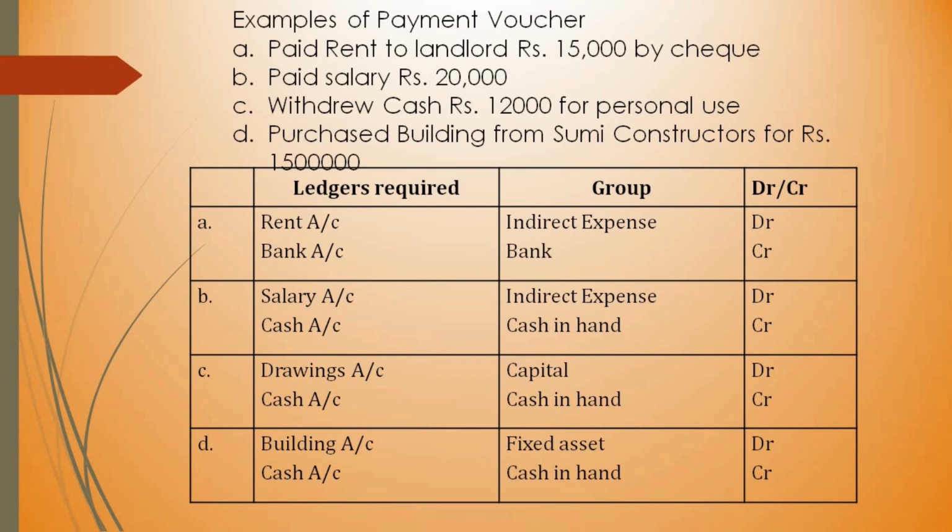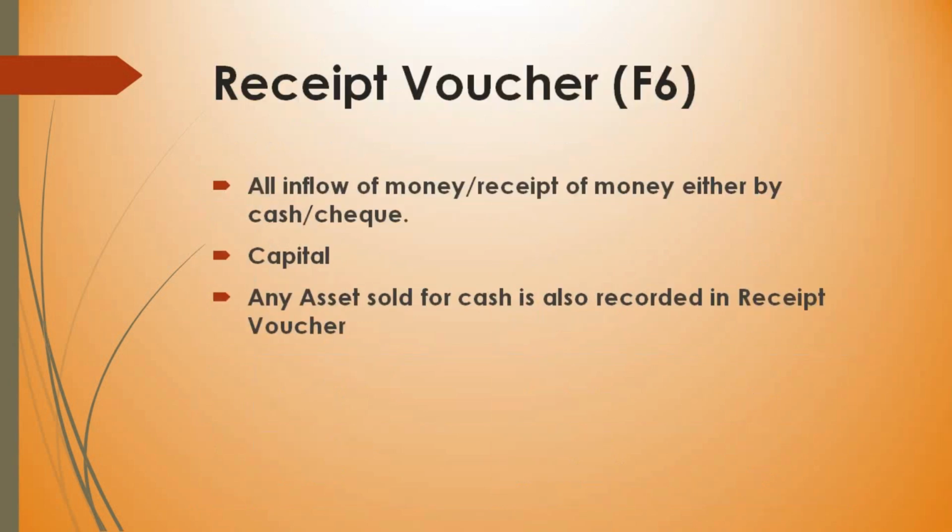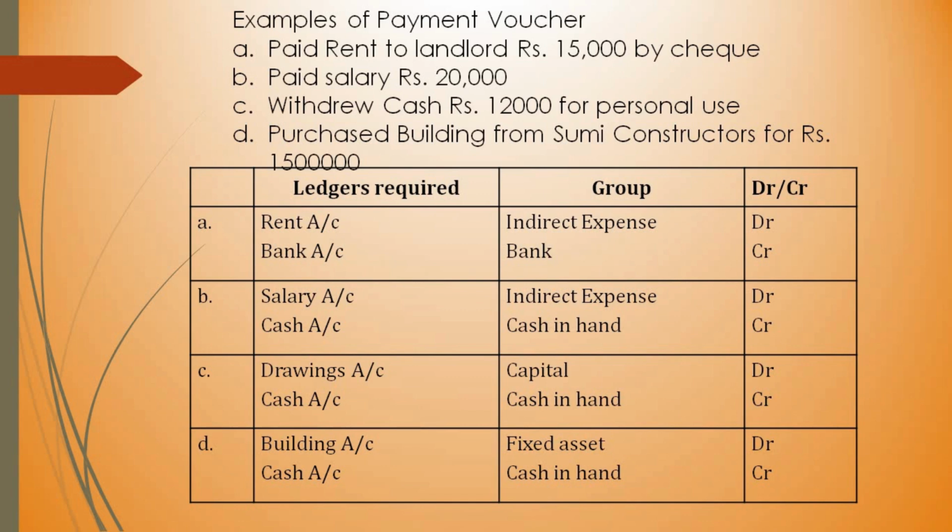The next statement, purchase building from Sumi Constructor for rupees 15 lakhs. Sorry, it is for cash. Purchase building from Sumi Constructor for cash. Take it as for cash. So one account will be building, the other account will be cash. So make it as cash there, purchase building for cash. So one side is a cash account, the other account will be building.